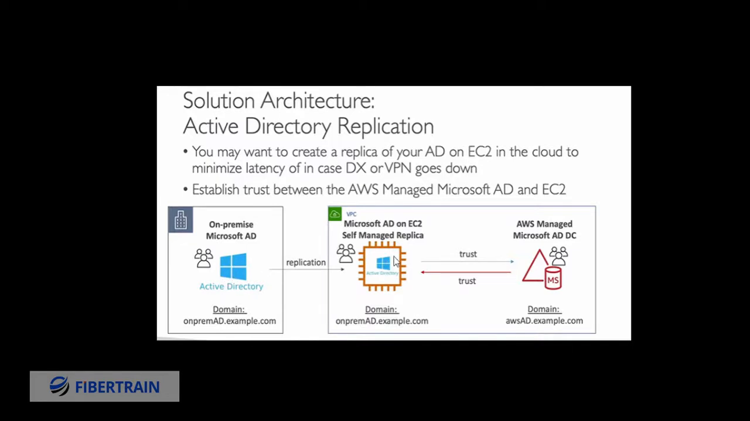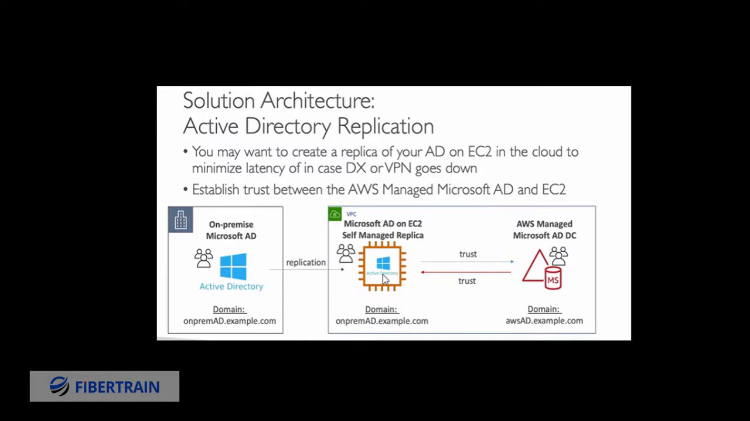I'm going to ensure that this EC2 instance, which is also my Active Directory, has a trust relationship with my AWS managed Microsoft Active Directory. What it means is this: I'm going to configure AWS managed Microsoft Active Directory in the AWS Management Console. I'm going to create an EC2 instance, which is a Windows server. I'm going to install Active Directory Domain Services on this Windows server. I'm going to join this Windows server to this domain. I'm going to configure trust between this Windows Server Active Directory and this AWS managed Microsoft Active Directory.